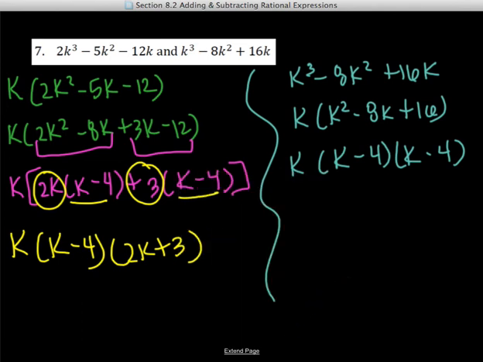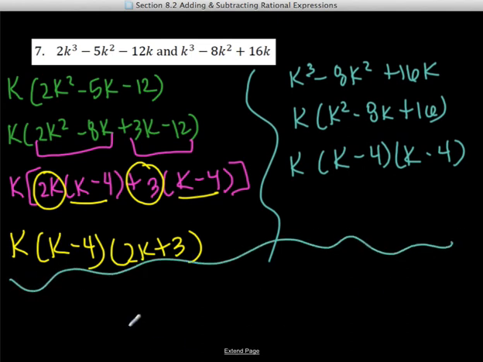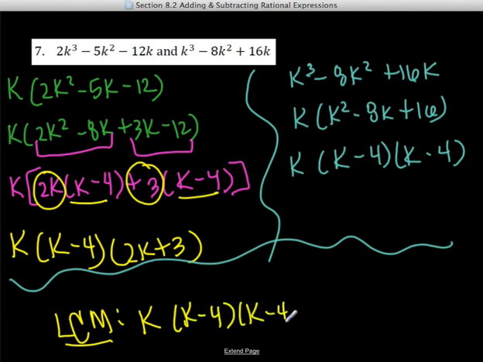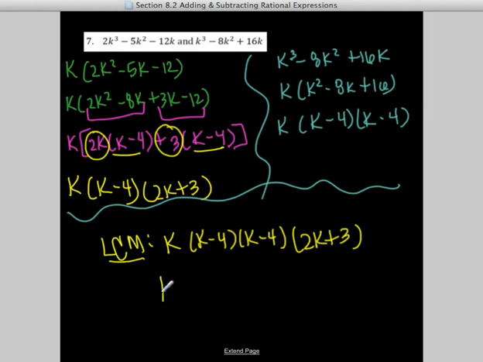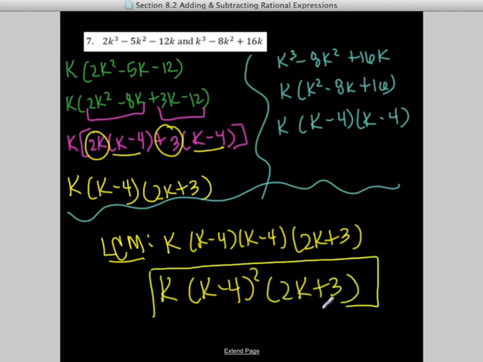So let's go ahead and find my least common multiple for the 2. There's 1 k here, so I write down 1 k. There's 1 k minus 4, there's 2 k minus 4's, so I write down the bigger number, so there's 2 of them. And then there's 1 2k plus 3. There's no 2k plus 3 on the other, so I write down 1 2k plus 3. And that is everything. So my last step is just to write it as k minus 4 squared times 2k plus 3. And that is my least common multiple for example 7.